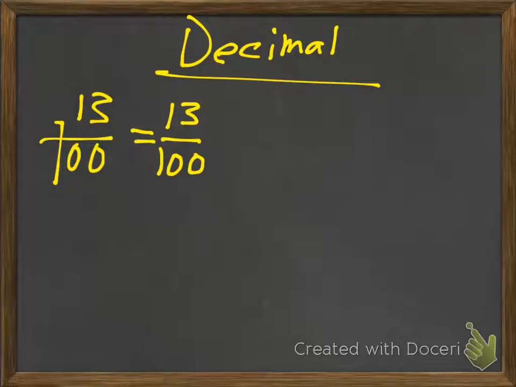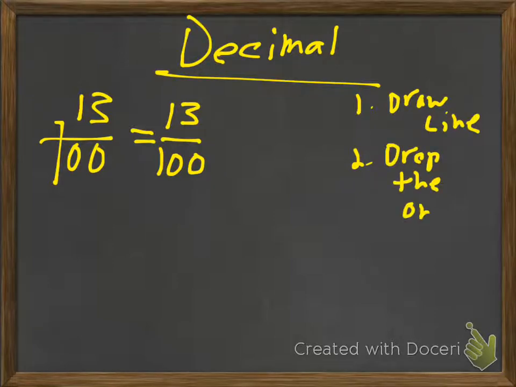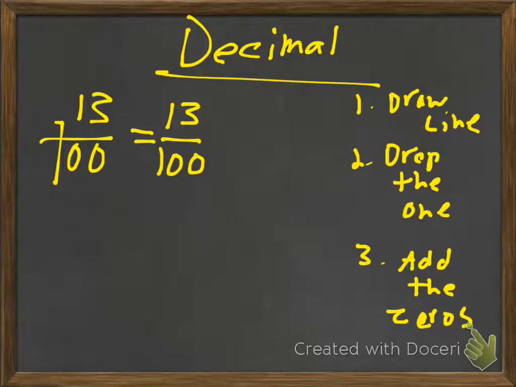Alright, so our steps were 1, draw the line, 2, drop the 1, and 3, add the zeros. Okay? Now, that's how I described it to you as 7th graders. Alright? Broke it down very simply into 3 steps. That way you could remember those 3 steps and follow it one step at a time.